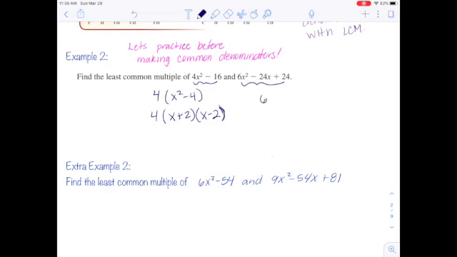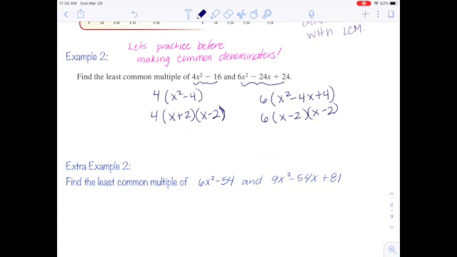Now, over to the right, we're going to factor out a GCF of 6 first. That leaves x squared minus 4x plus 4. And then we're going to factor that polynomial. We've got 6 times x minus 2 and an x minus 2. So that one's a perfect square.